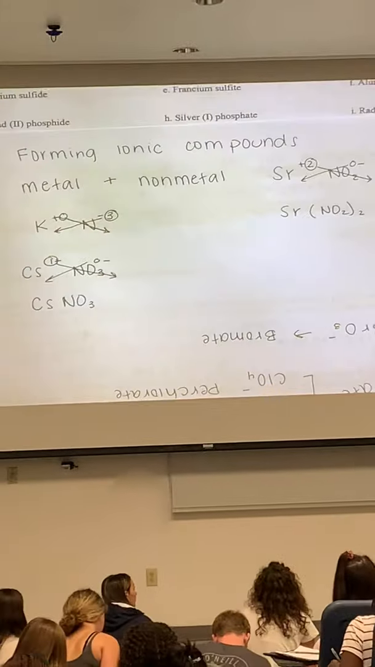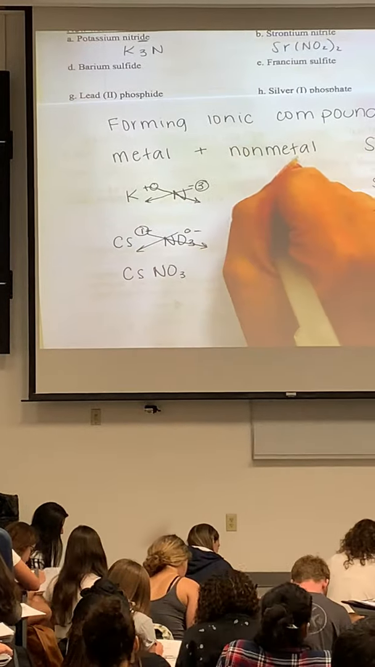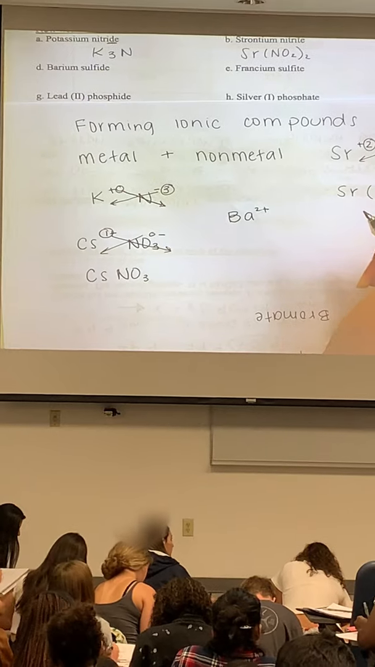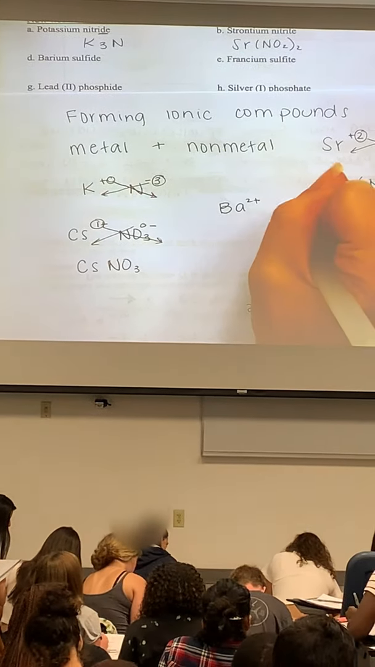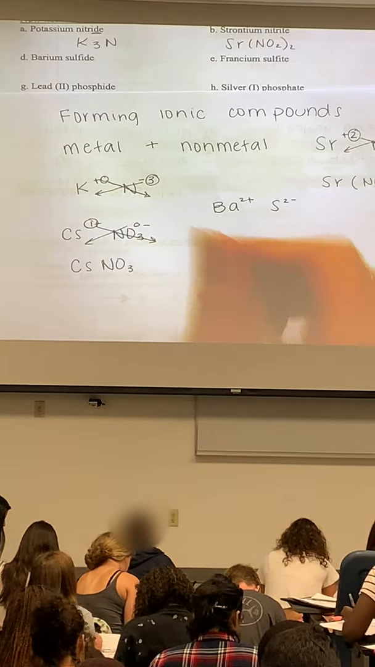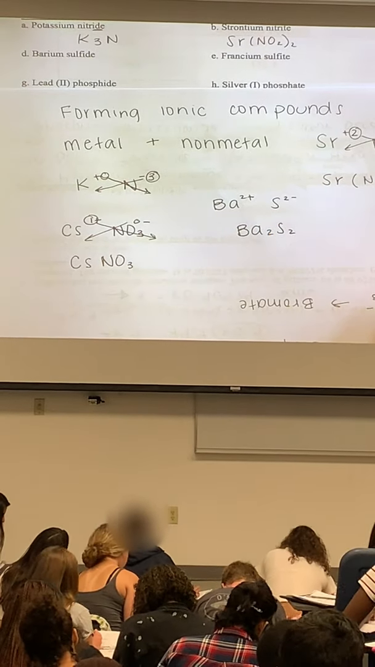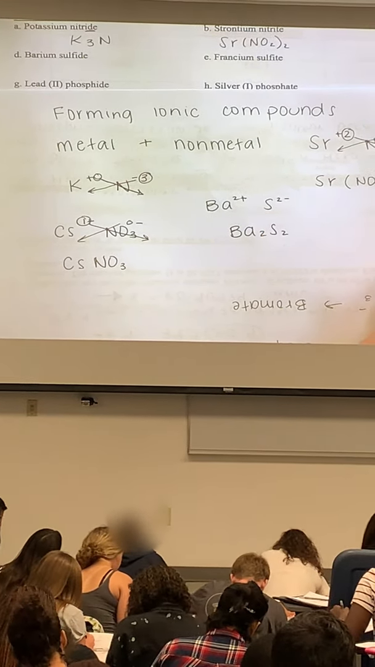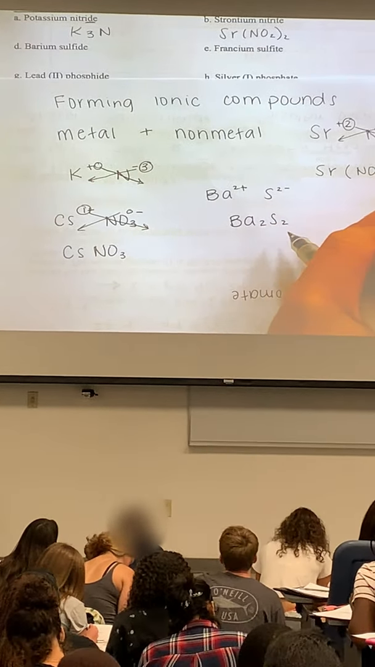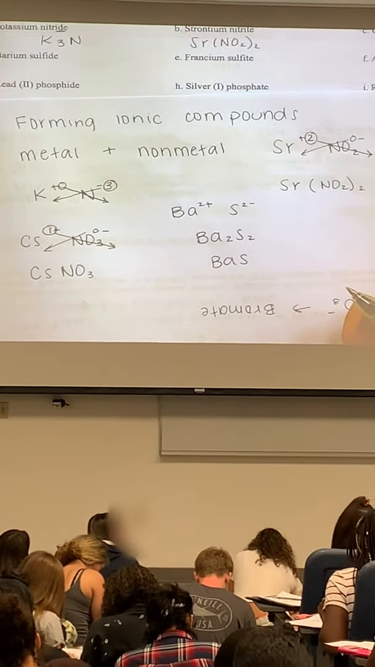The next one, barium sulfide. Barium, Ba2+, sulfide, S2-. The -IDE ending says it's an element. Then we switch these charges, we get Ba2S2. Now what do we do? We have to simplify to the lowest numbers when we do ionic compounds. So it's just going to be BaS.